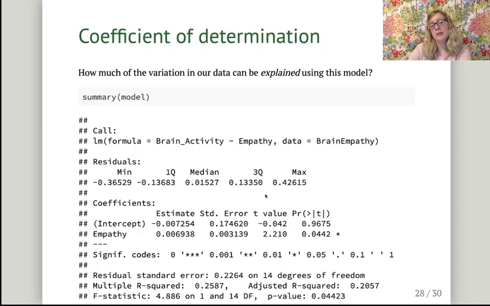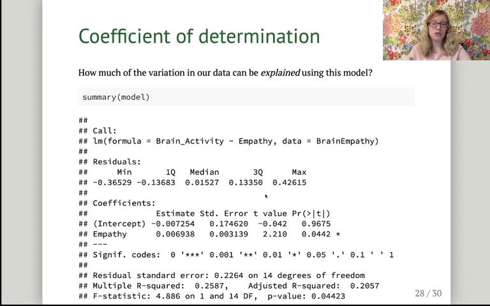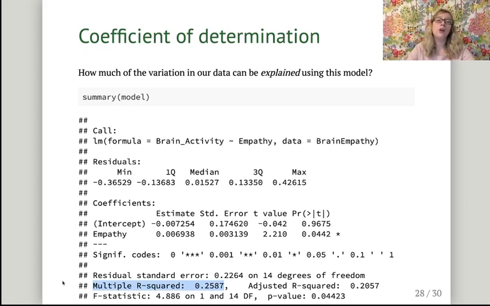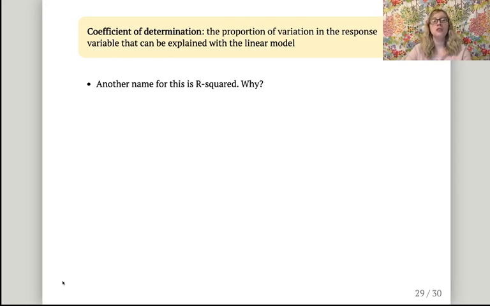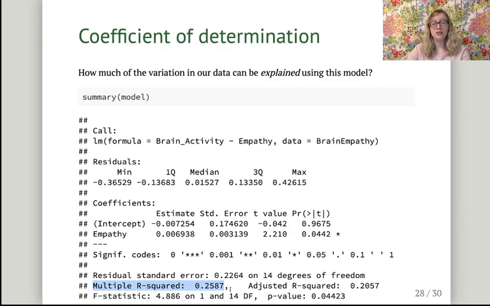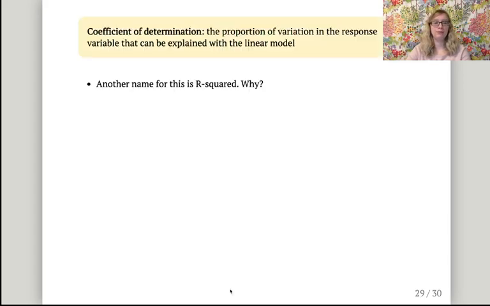Finally, let's talk about how much the model is explaining. So if we want to know how much variation in our data can be explained using our model, we can use something like this, multiple r squared, or the coefficient of determination. So the coefficient of determination represents the proportion of variation in the response variable that can be explained with the linear model. So for us, we're explaining about 26% of the changes in brain activity just using this empathy score.